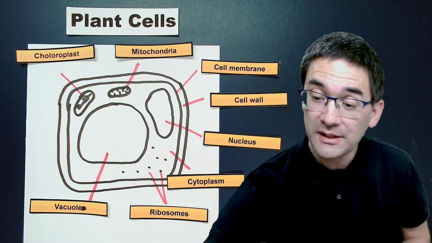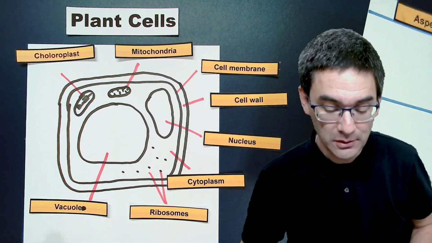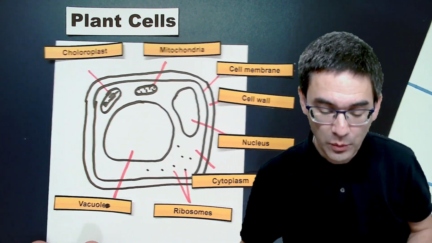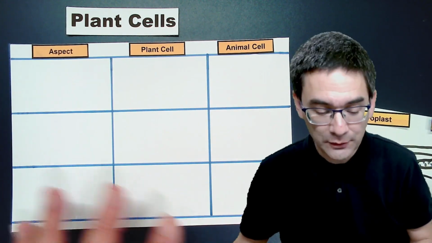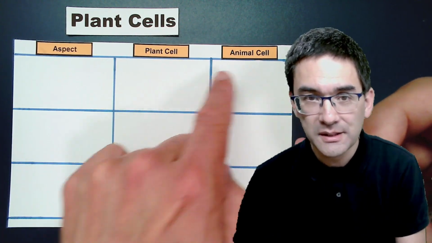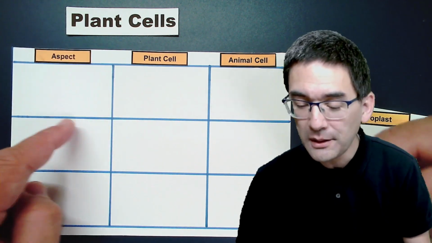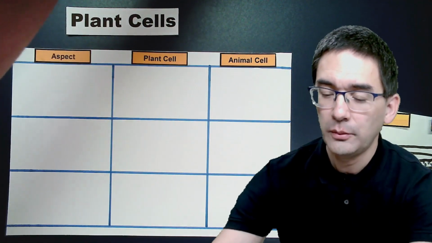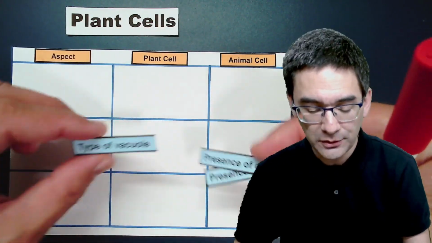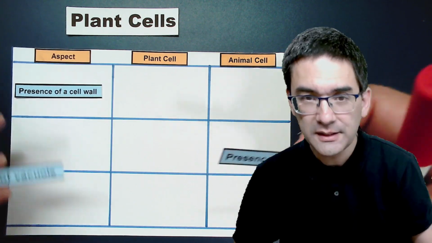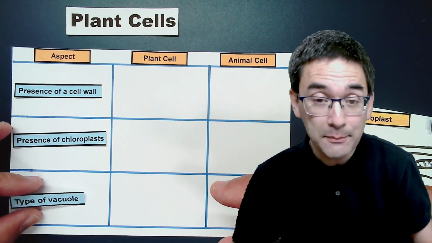What I'd like to do now is compare plant and animal cells using a table. So I'm going to move everything away here. And here I already prepared a little comparison table which we can fill out together. You've got plant cells, animal cells, and I call this one aspect, or you can also call it criterion. That's the thing that you want to compare. Over here, all the way in front, I've got some little labels again, the three important ones that I already talked about. Presence of a cell wall, that is one important difference. The presence of chloroplasts, that's another important difference, and the type of vacuole.